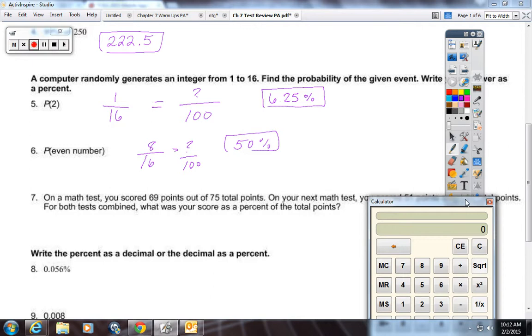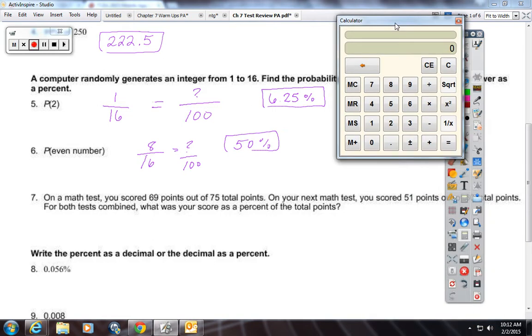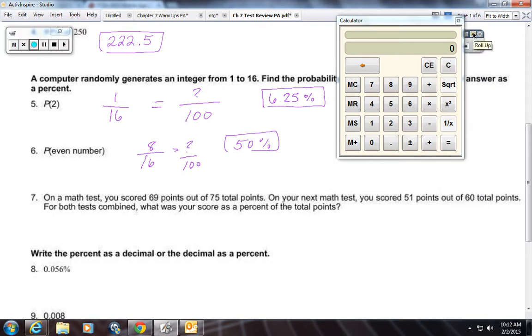On a math test, you scored 69 points out of 75 total points. On the next math test, you scored 51 points out of a total of 60 total points. For both tests combined, what was your score as a percent of the total points? Well, first of all, you need to add up the total points. So what is 75 plus 60?